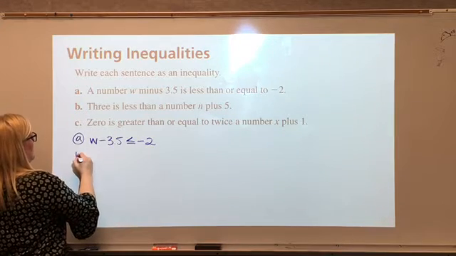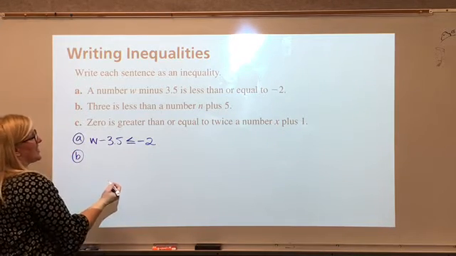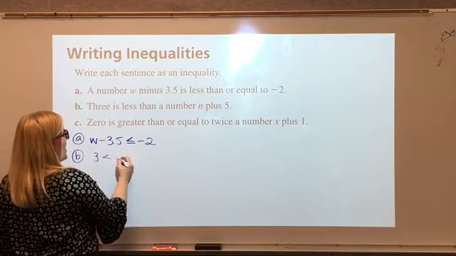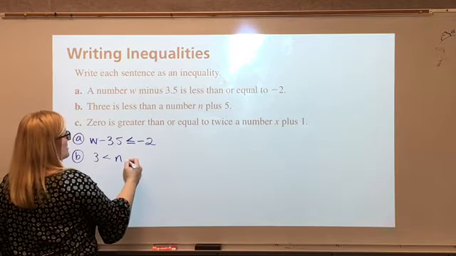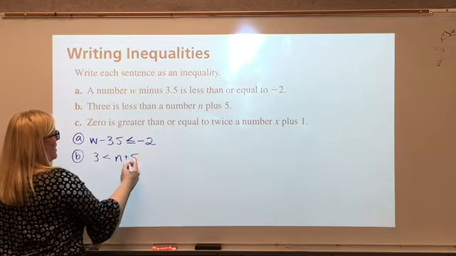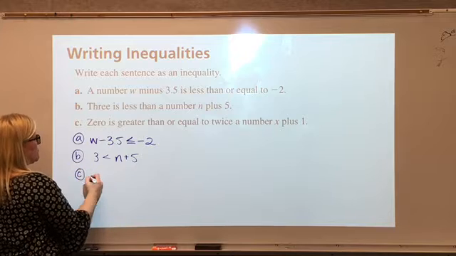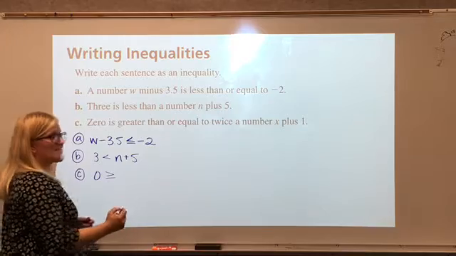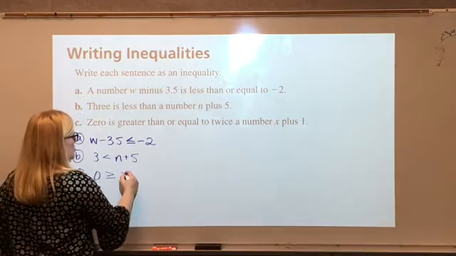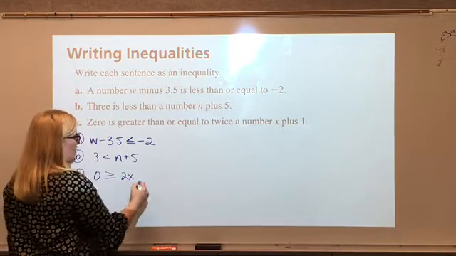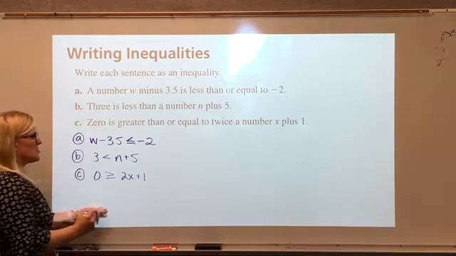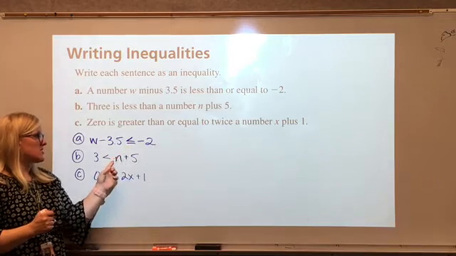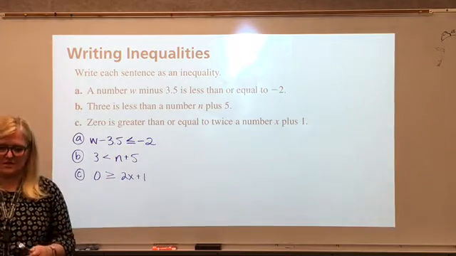B, we have 3 is less than a number n plus 5. And finally, we have 0 is greater than or equal to twice a number x, that's 2x plus 1. Those should come pretty easy to you based on what we did in chapter 0. It's just getting used to these inequalities.